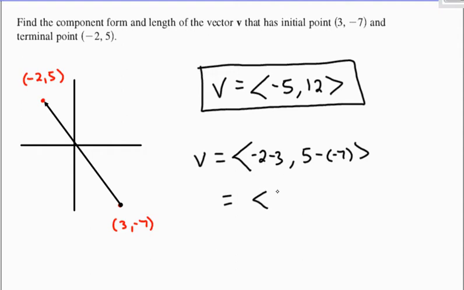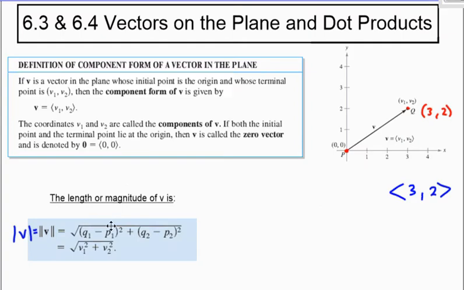So look at this. -2 minus 3 is -5, and 5 minus -7 is 12. So really, to find the component form, you could think of it this way. If you've got an initial point and a terminal point, back here we should have said that the initial point was q and the terminal point was p.